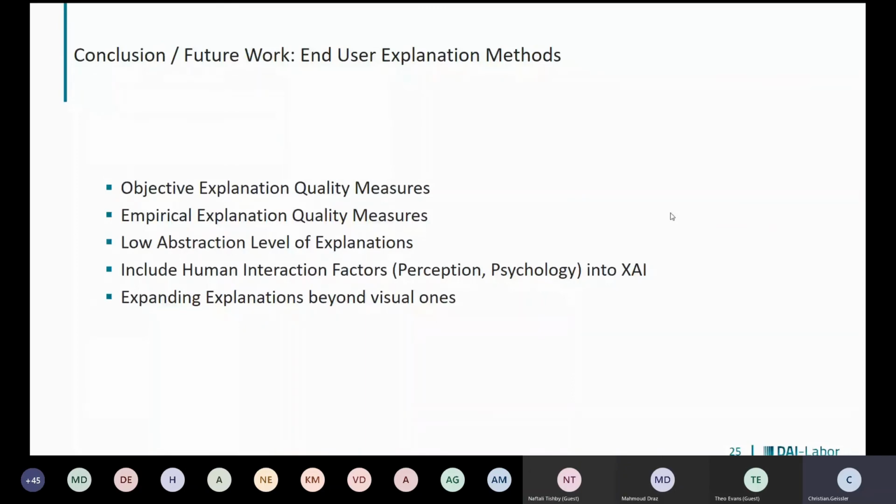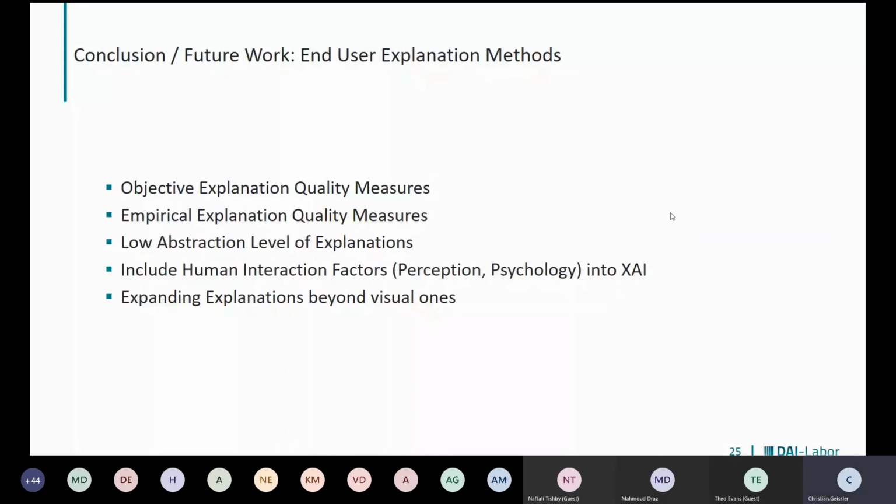So it's better to have some ways of explaining AI systems that are closer to humans, so including the human factors. And this actually goes into the direction of human interface research, which is quite unfamiliar for machine learning researchers. But somehow this needs to be connected together. And the last point is expanding explanations beyond the visual ones. So finding additional ways to provide explanations to communicate with the user.